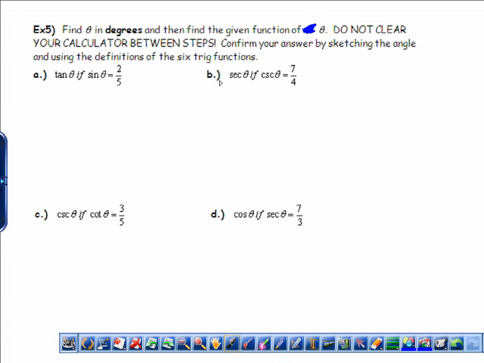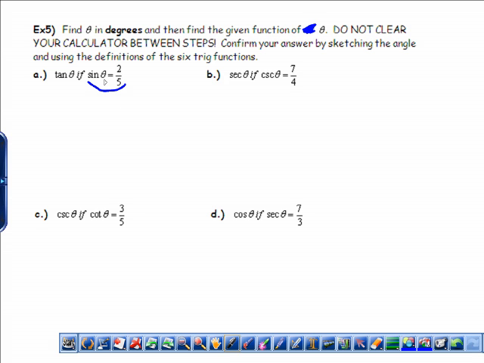That's because we're going to use our second answer feature of the calculator. And it says confirm your answer by sketching the angle and using the definitions of the 6 trig functions. We're not going to do that on every one, but on at least one of these we'll do it. So what it's saying is find tangent of theta if sine of theta is 2/5. Now you're going to start with what they're giving you.